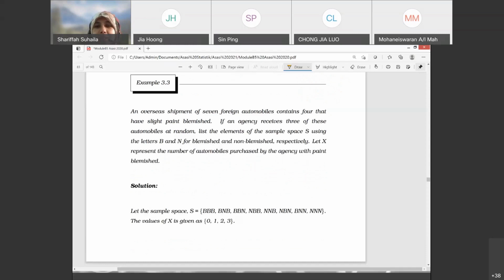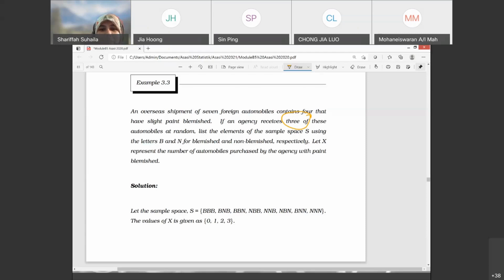Okay, so the agency receives 3 of these automobiles at random. So we list the sample space using the letters B and N, B for blemish and N for none. X represents the number of automobiles purchased by the agency with paint blemish. The agency only receives 3 automobiles, at random. Okay, list down your sample space again.